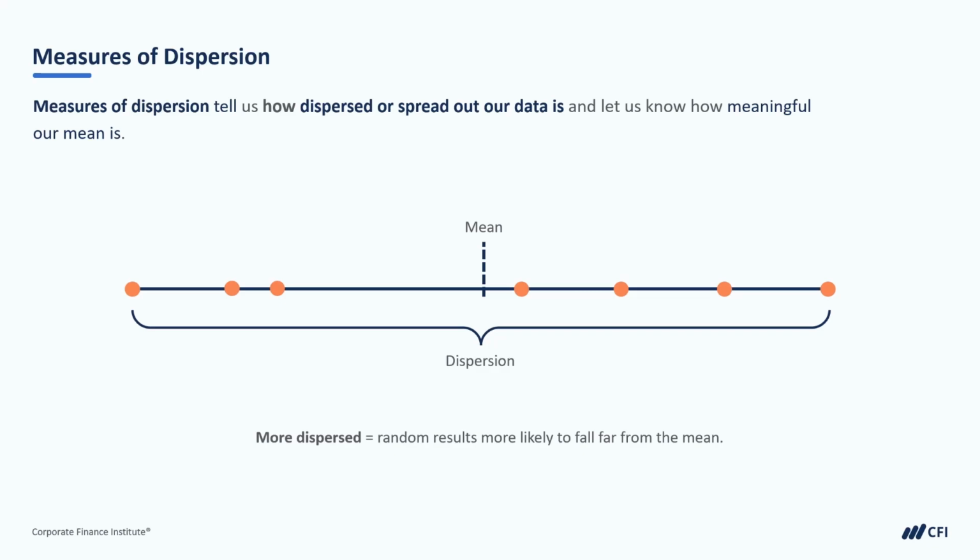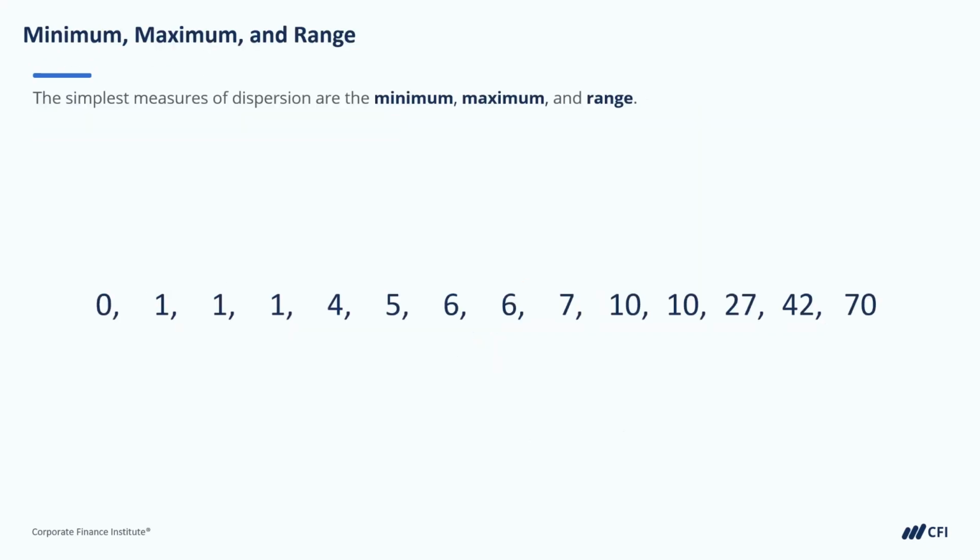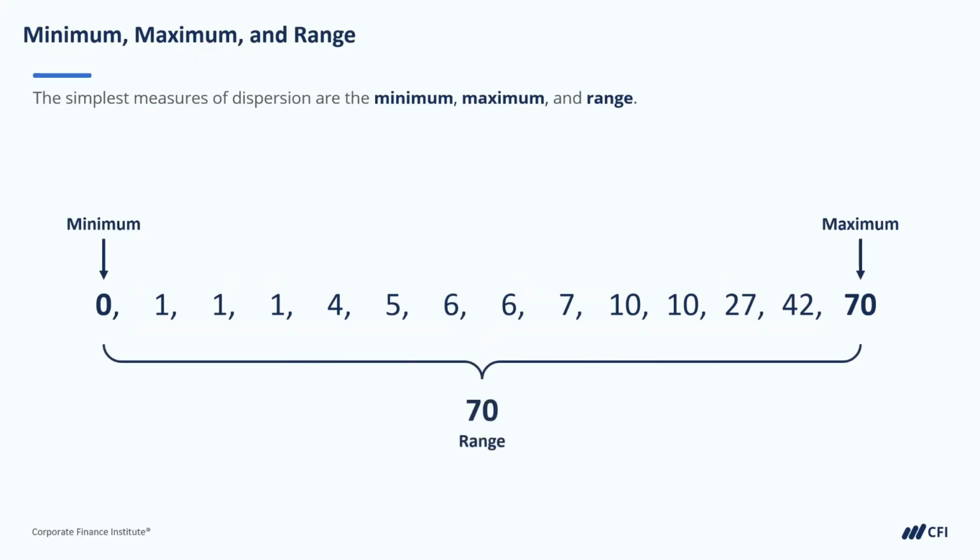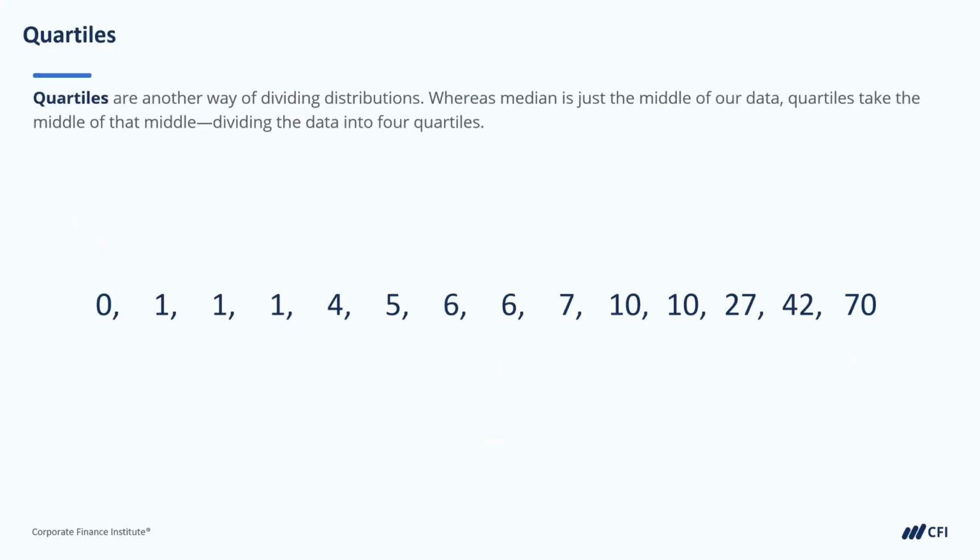The most simple measures of dispersion are the minimum, or the smallest value, the maximum, or the largest value, and the range, or the distance between these two points. The minimum, maximum, and range can help us to understand the best and worst case scenarios, and the range would help describe the entire spectrum of possibilities. Quartiles are another way of dividing distributions.